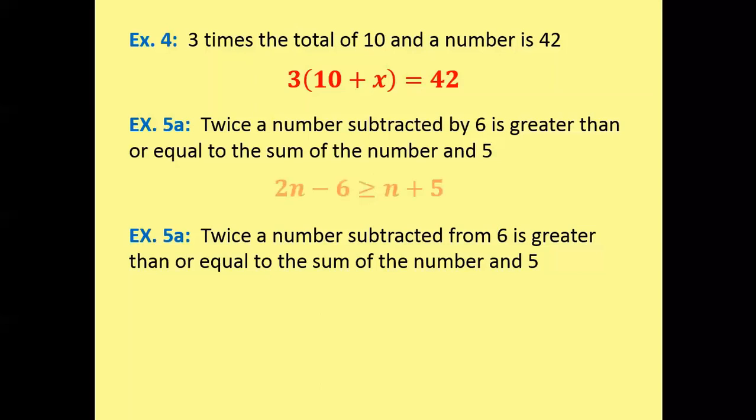So let's take a look at what those look like. Twice a number subtracted by 6 means you are taking 6 away from twice the number. And then it says is greater than or equal to the sum, which means addition, of the number and 5. The next case, our second 5a, it says twice a number subtracted from 6 instead of by 6. And so that means we're going to have twice our number, that is the thing that's being subtracted from the 6, is greater than or equal to the sum of a number and 5.